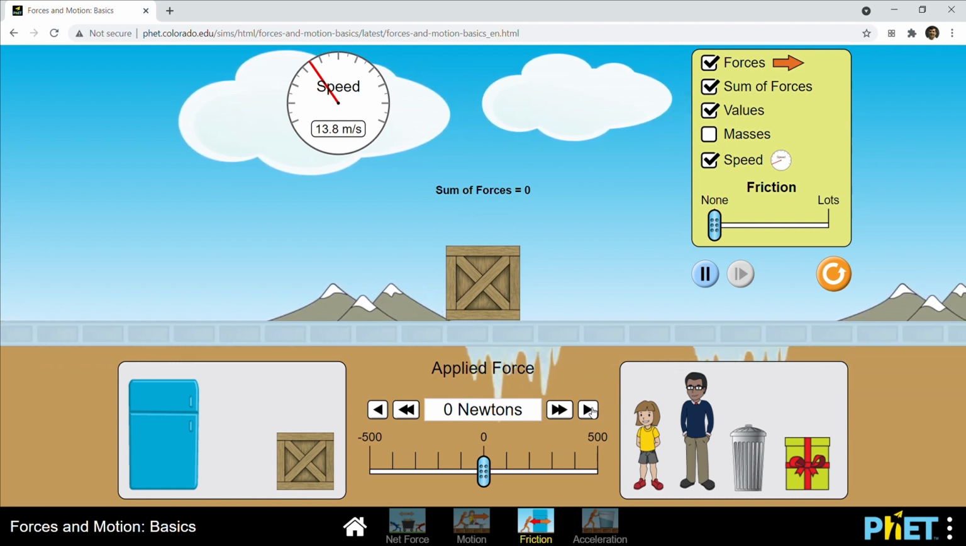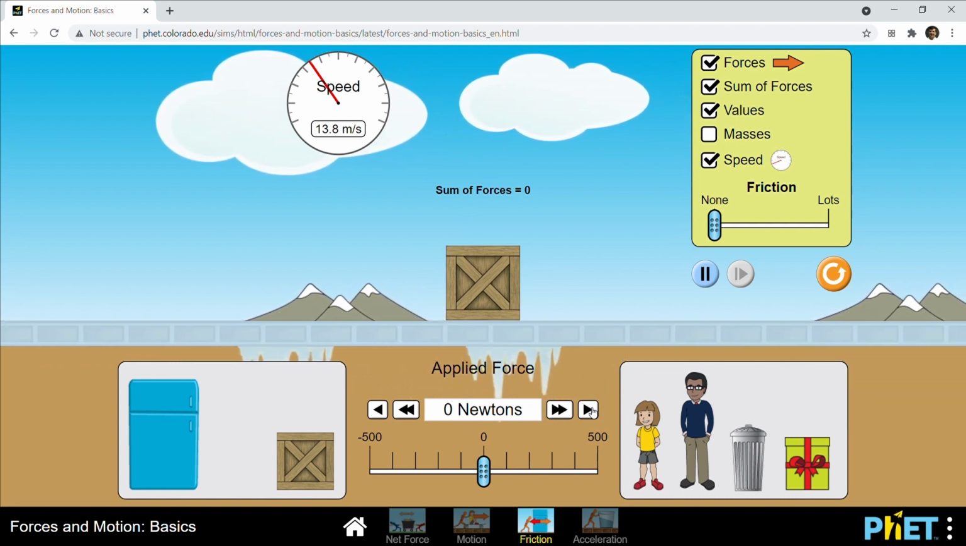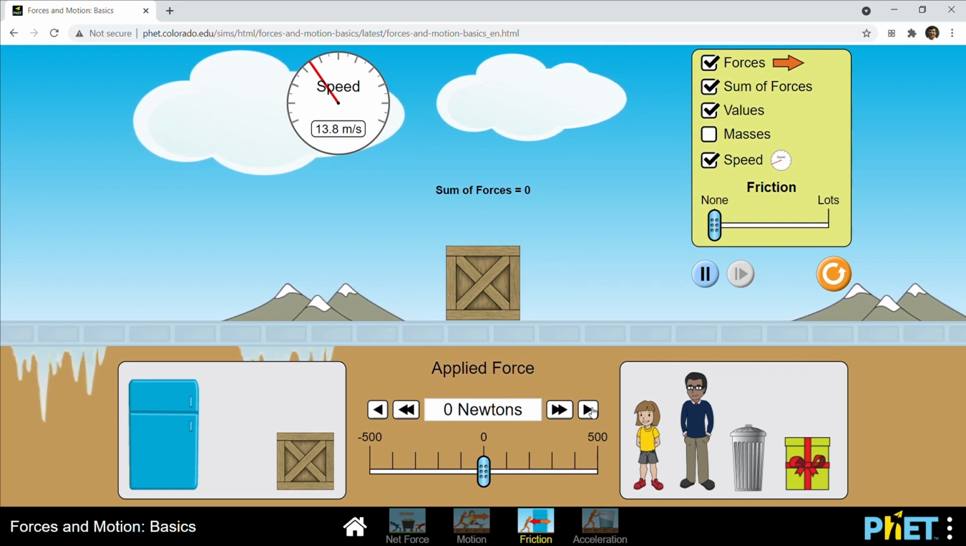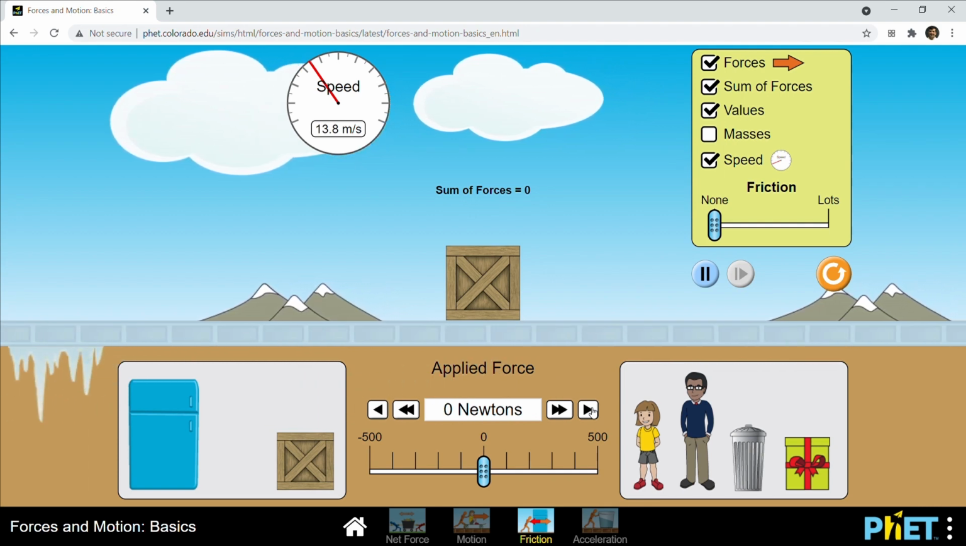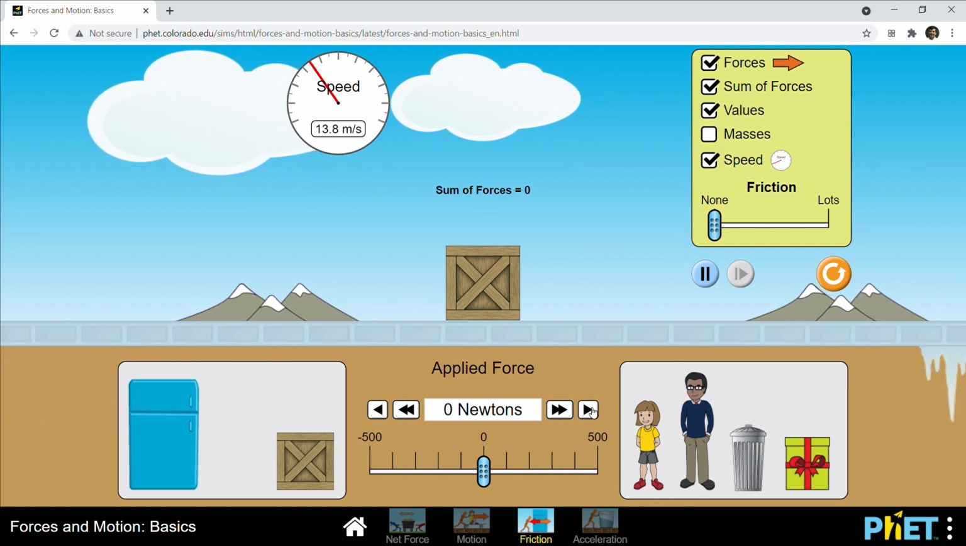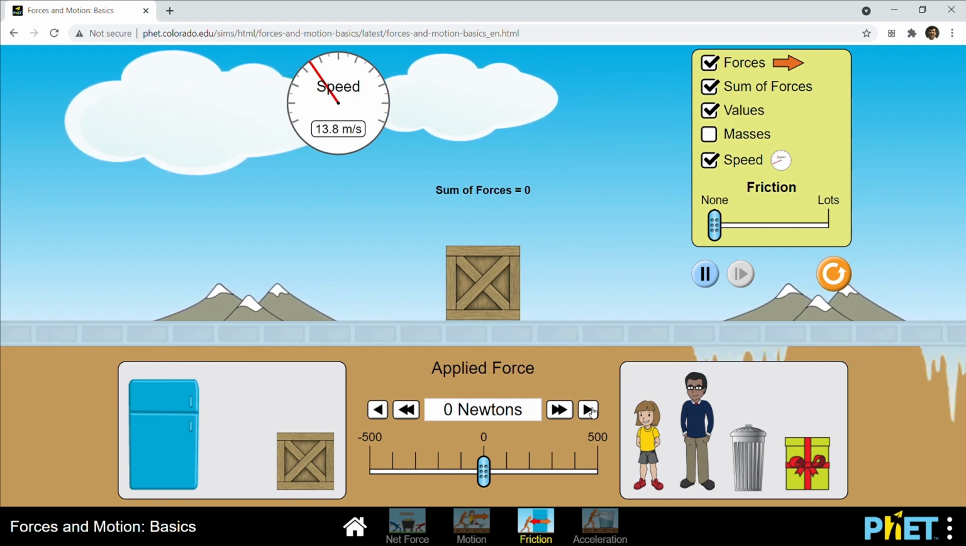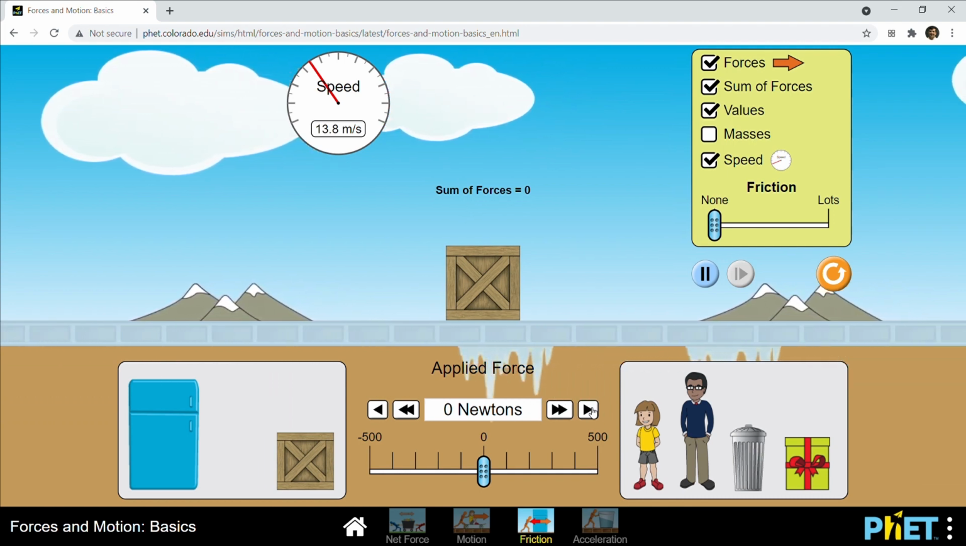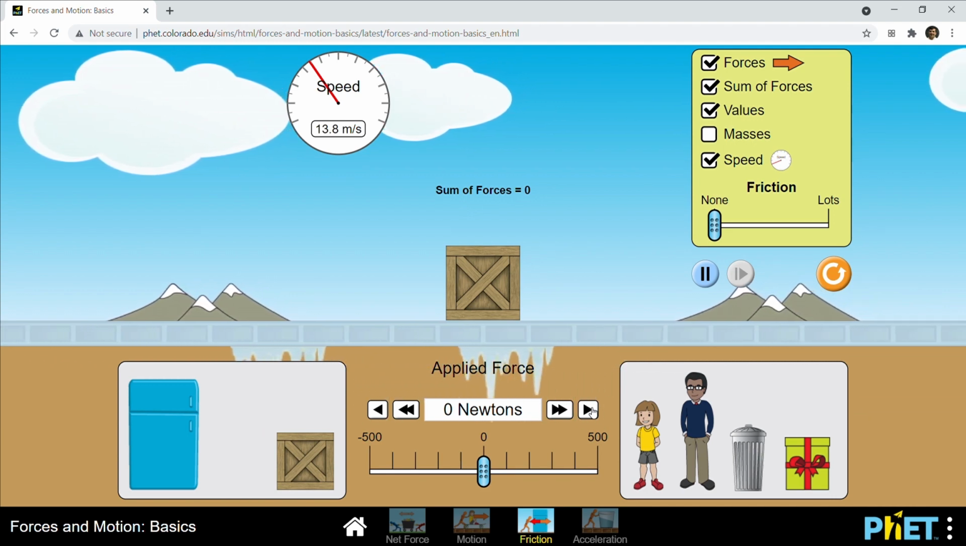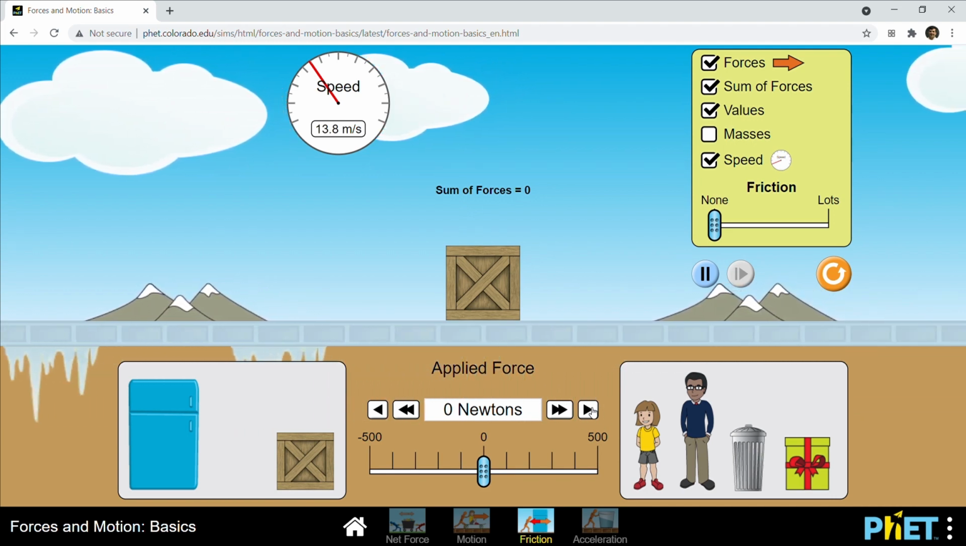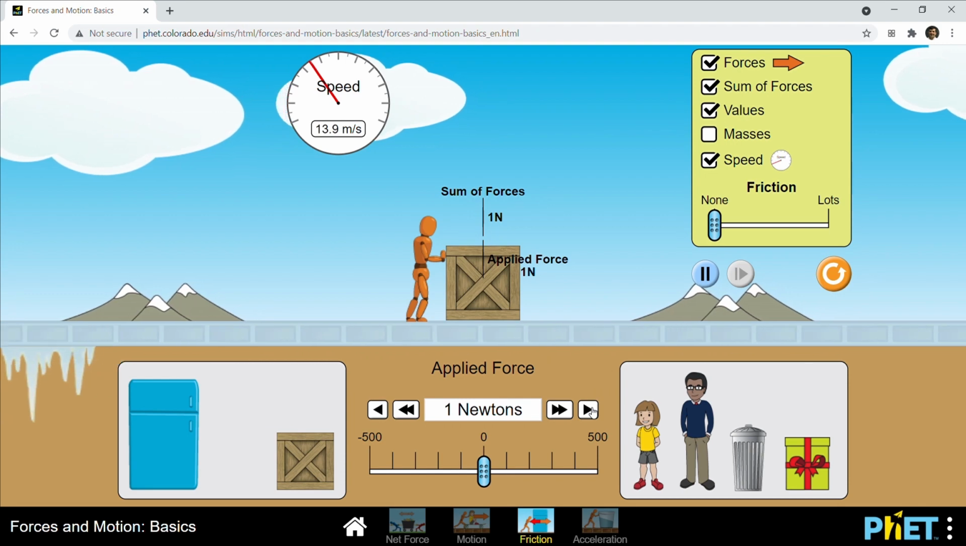That speed is rock steady. It's not going up, it's not going down. It is continuing to move at constant speed because the forces are balanced, because the box is in dynamic equilibrium. I'm going to have my little mannequin give us 1 Newton of force. The mannequin is barely pushing with 1 Newton of force.